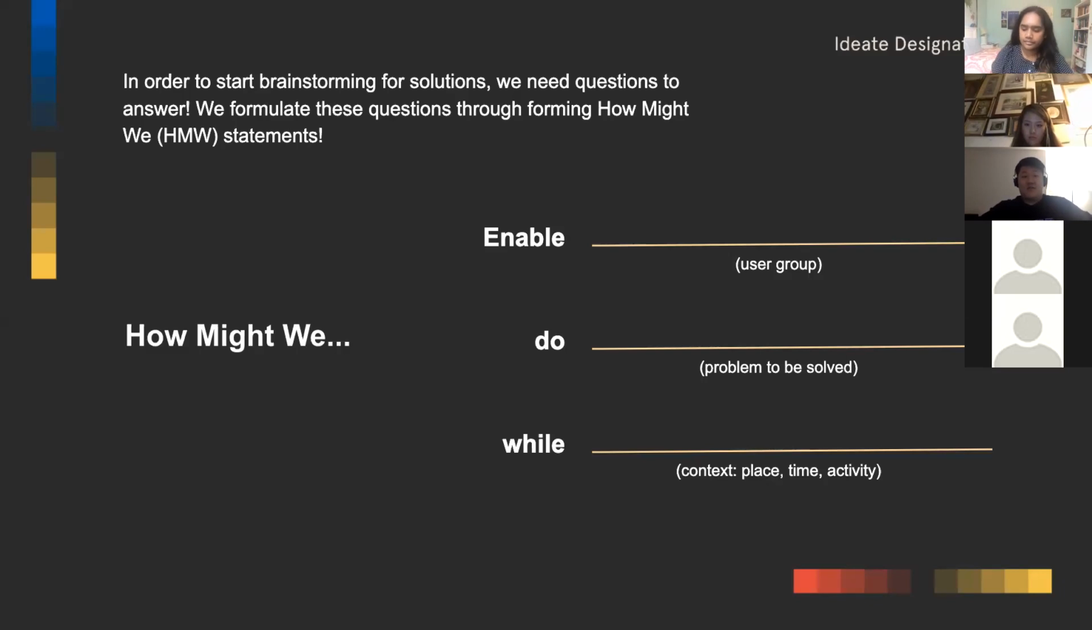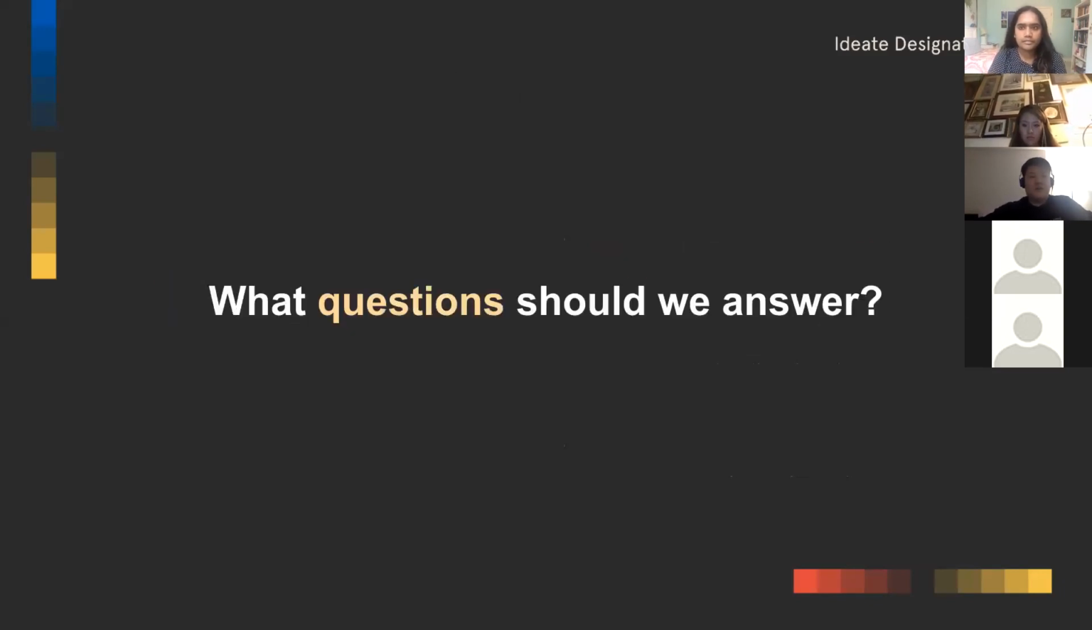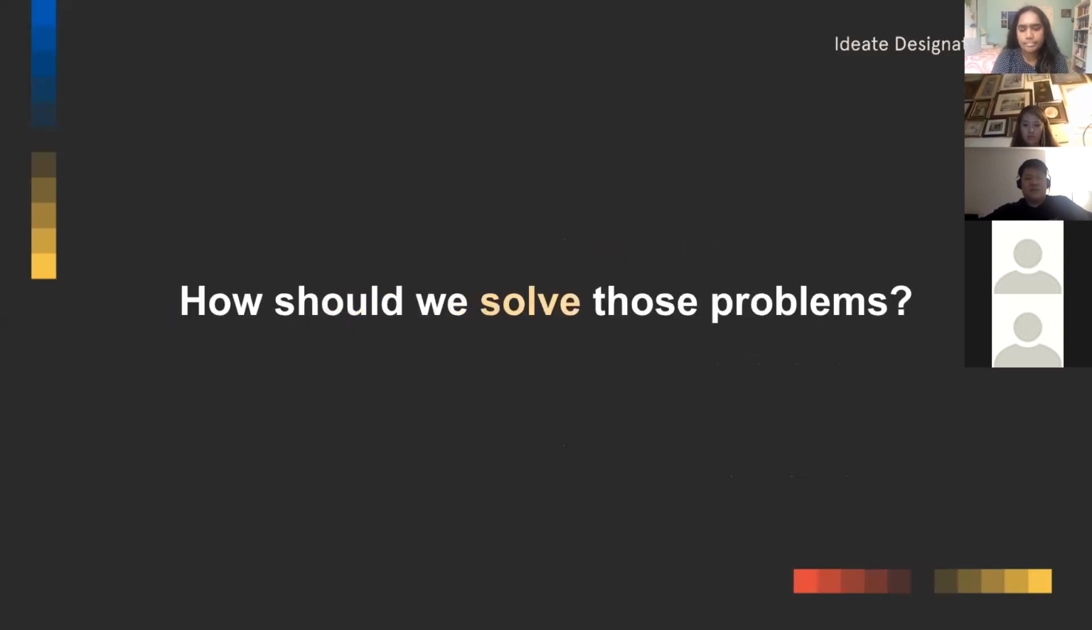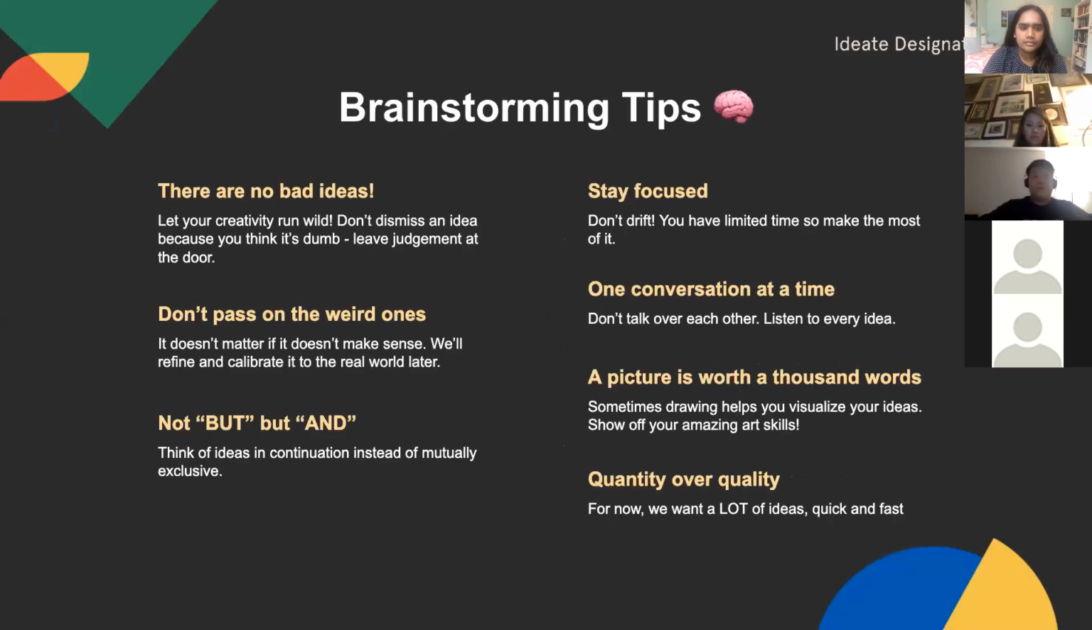Great. So we got some great how might we's. So the next one is how should we solve those problems? So this is where it's fun. It's going to be the brainstorming. Here are some tips. First one is there are no bad ideas. So let your creativity run wild. Don't dismiss an idea just because you think it's dumb. Leave the judgment at the door. Don't pass on the weird ones. It doesn't matter if it doesn't make sense. We'll refine and calibrate it to the real world later.